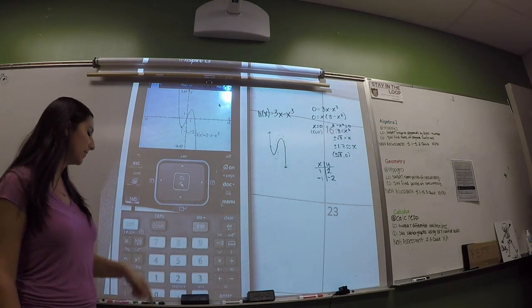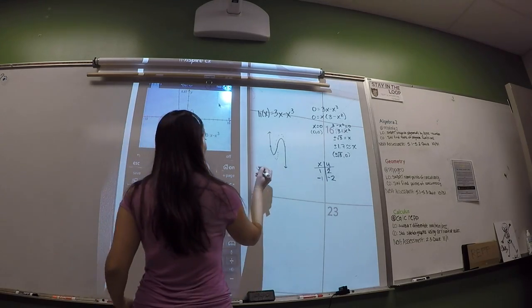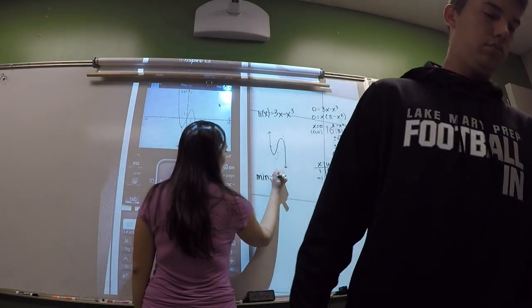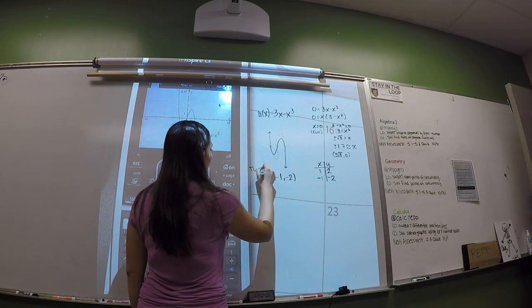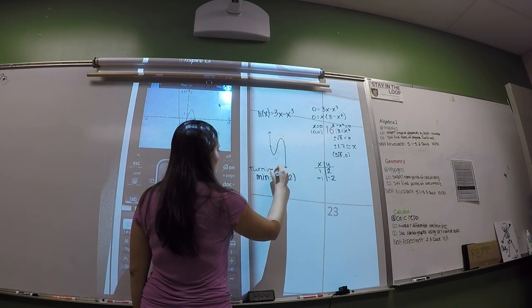Okay, so our minimum is at -1, -2. This is considered a turning point.